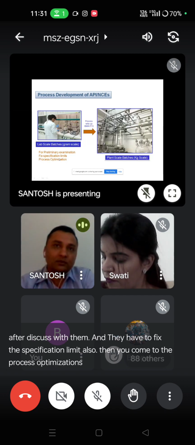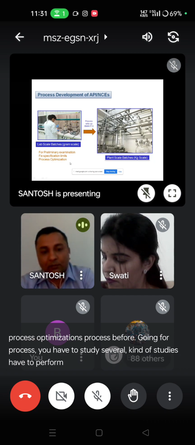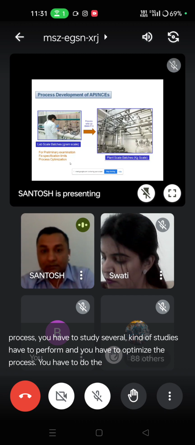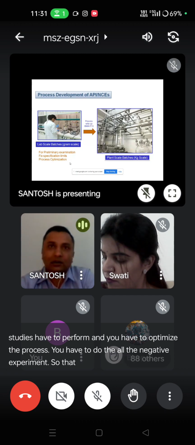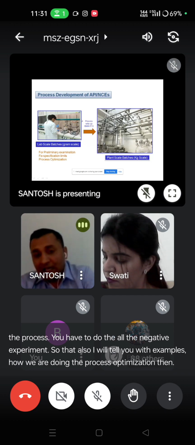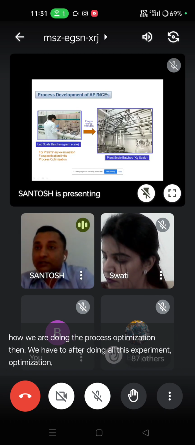Before going for process, you have to perform several kinds of study, and you have to optimize the process. You have to do all the negative experiments. That also I will tell you, with examples, how we are doing the process optimization. Then after doing all this experiment optimization, we have to write a process write-up.